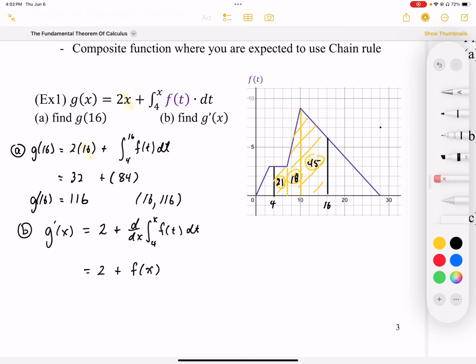We can actually calculate values for g prime. For example, let's do g prime of 4. That's going to be 2 plus f of 4. Well, we can just go to the f graph, and at 4, the y value is 3. So we can just say that 2 plus 3 represents my g prime at 4. That question is a separate question here. We've been just asked to find the derivative, which is going to be written like that.